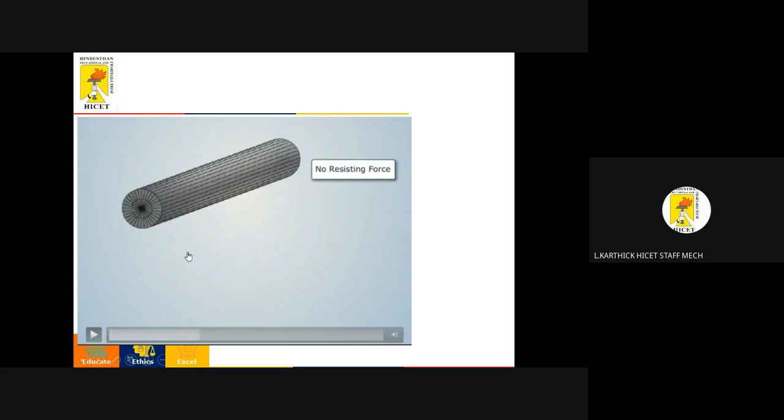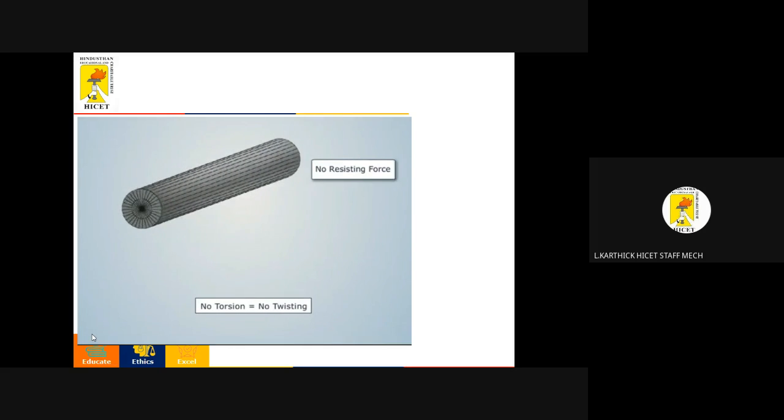Now just take an isolated shaft. Here in this picture, there are no resisting forces. It is simply rotating. There is no resisting force acting. So here there is no torsion or twisting because there is no resisting force. No torsion is equal to no twisting.